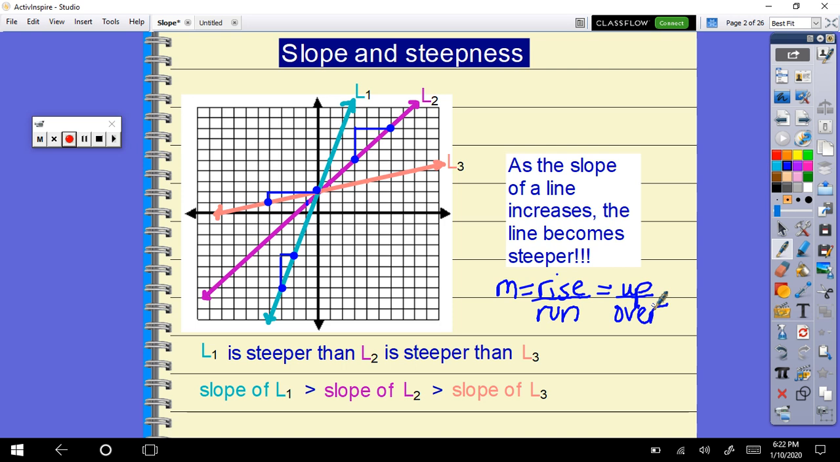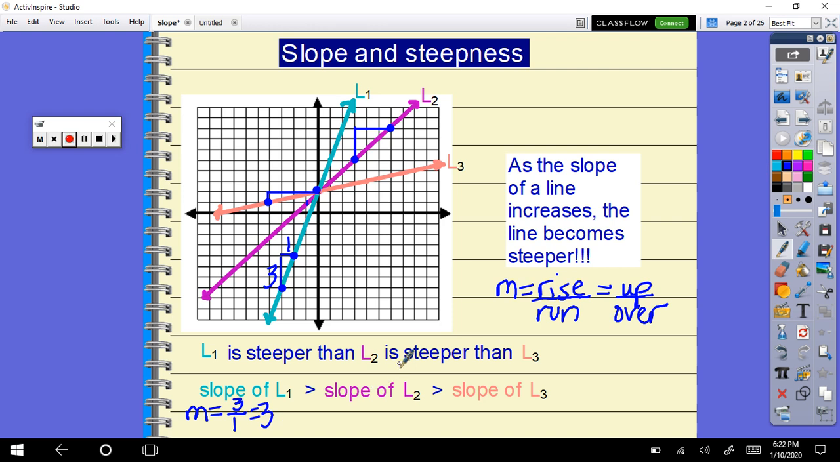So I might say if I want to count the slope of line 1, then I'm going to use these 2 points on line 1. And on this line, to go from the first to the second point, I'm going to go up 3 and right 1. Now that means I could say that the slope of line 1 has a rise of 3 and a run of 1, and that makes it slope 3.